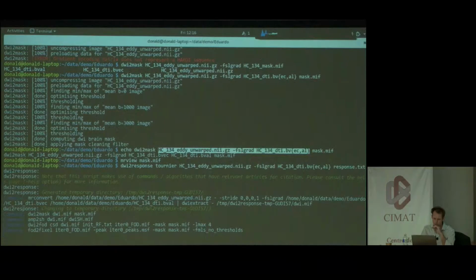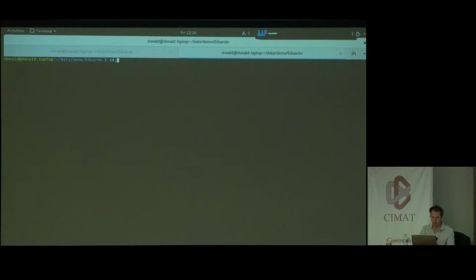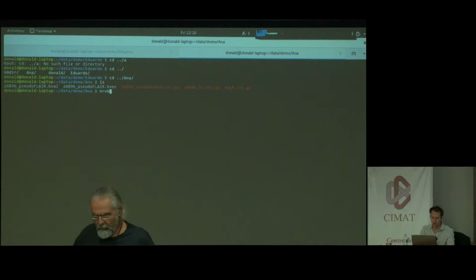The fan on my laptop has just kicked in, so clearly it's doing something. While that's going on, I might inspect the other data set that I have and see what happens with that one. So let's have a look at that one. And poof.